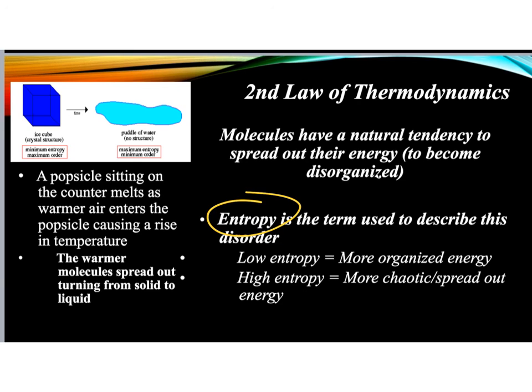So objects with low entropy mean that they are more organized. Okay, there's not a lot of disorder. High entropy means that they're more chaotic, more spread out, the energy's all over the place.